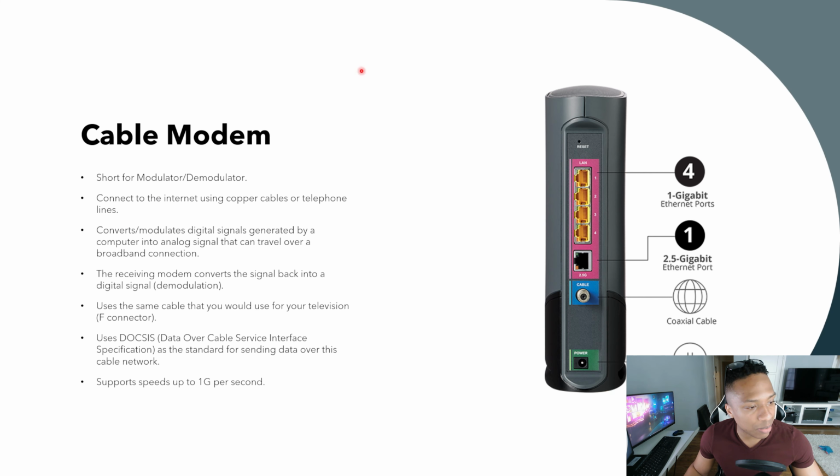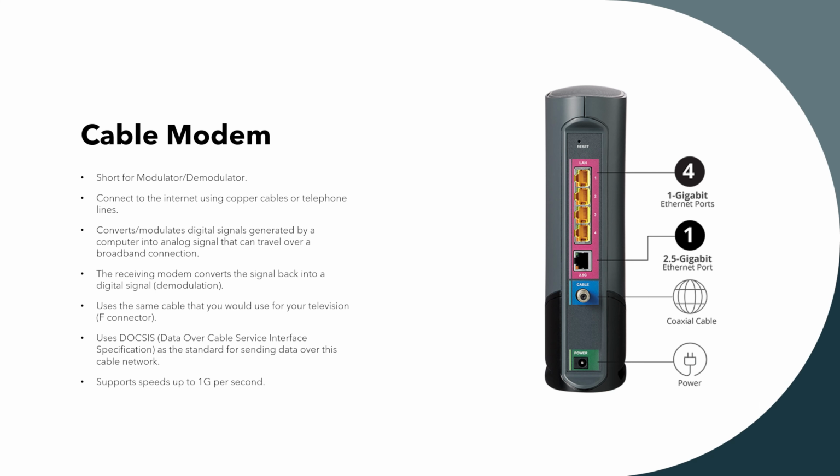All right, let's talk about a cable modem. So what is a cable modem? We should be familiar with a cable modem if we have internet at home. So modem is actually short for modulator, MO, demodulator, DEM. And all this does is it connects to the internet using copper cables or telephone lines, essentially over a broadband connection. What this does is it modulates the digital signals generated by a computer into analog signals that can travel over a broadband connection. The receiving modem converts the signal back into a digital connection.